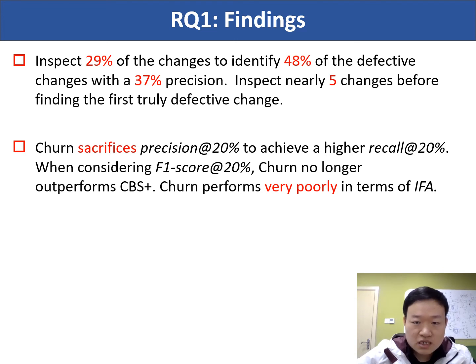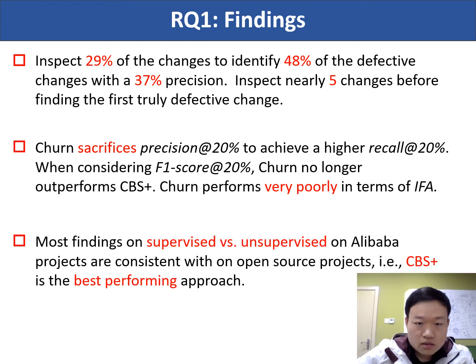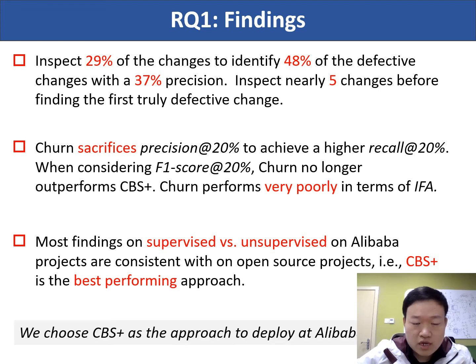Second, Churn sacrifices precision at 20% to achieve a higher recall at 20%. When considering the F1 score, Churn no longer outperforms CBS Plus. In addition, Churn performs very poorly in terms of IFA. Third, most findings on supervised versus unsupervised approaches on Alibaba projects are consistent with those on open source projects. That is, CBS Plus is the best performing approach. Thus, we choose CBS Plus as the approach to deploy at Alibaba.